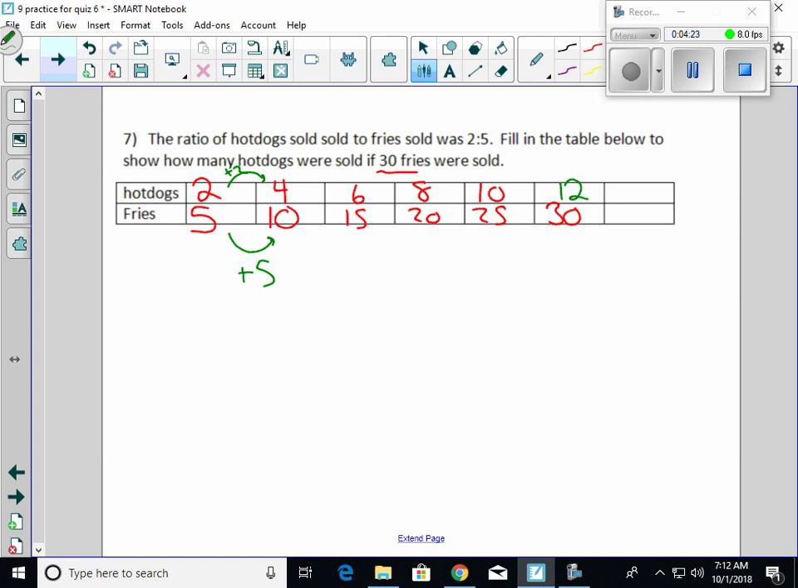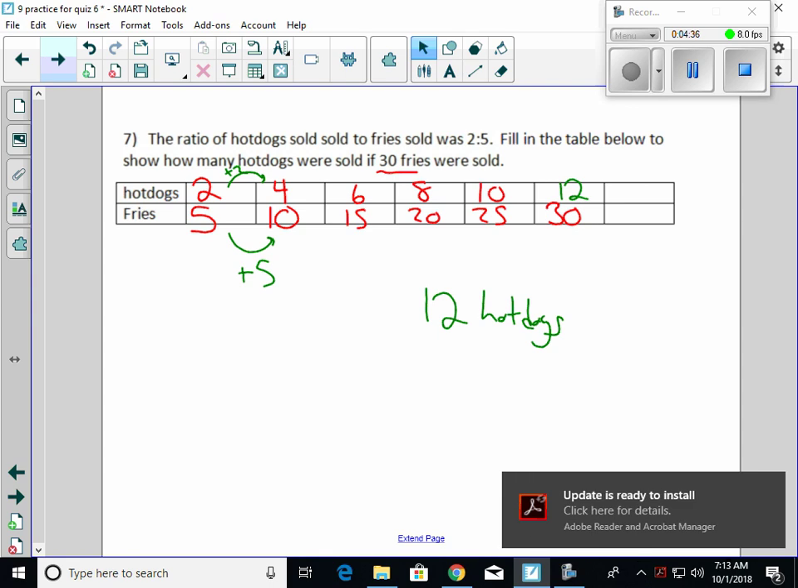They're asking for how many hot dogs were sold? 12 hot dogs. Just make sure you're always going back to read the question. See if it's asking for a ratio, if it's asking for one of them, or if it's asking for the combined amount.